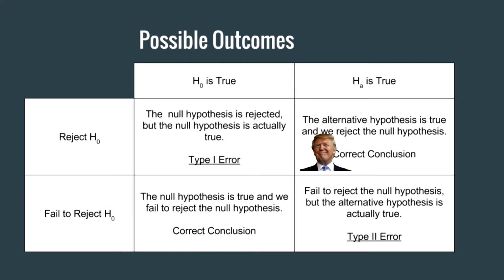In the second case, we reject the null hypothesis when the alternative hypothesis is true. This means that we correctly predict that Trump will lose the election in Virginia.